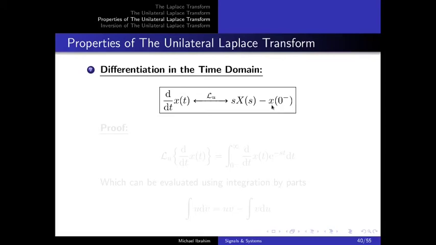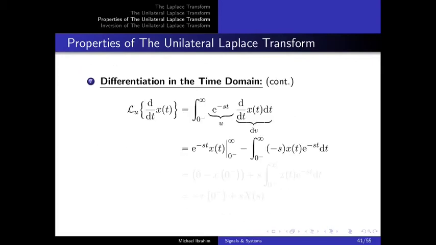Again, this is x small, the time domain signal, computed at instant 0 minus. We can think of this term x evaluated at 0 minus as the initial condition, the very first value of x of t computed at instant 0 minus. We have a proof for this property. We will not go through it, we'll ignore it for now.